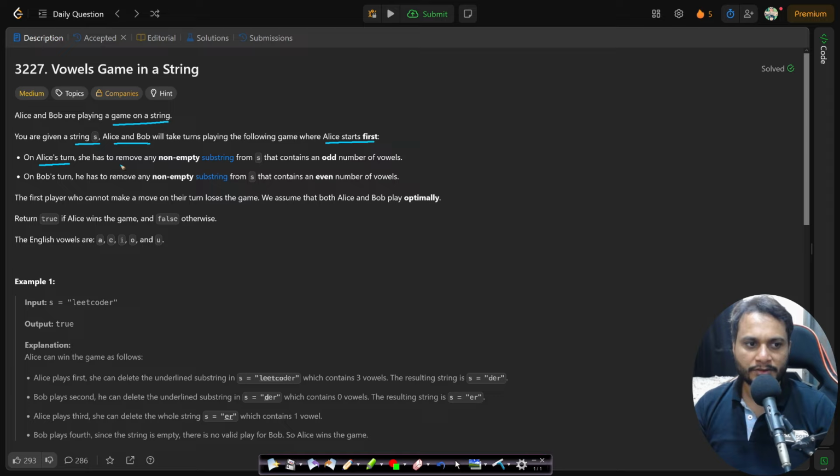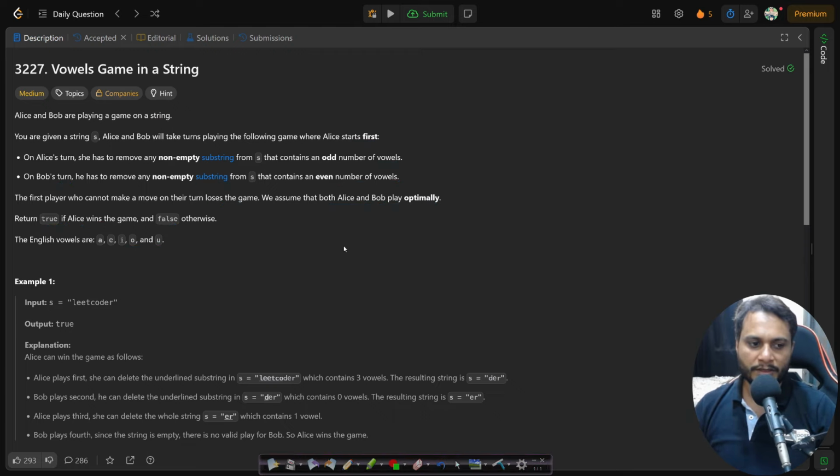On Alice's turn, she has to remove any non-empty substring from S that contains an odd number of vowels. On Bob's turn, he has to remove any non-empty substring from S that contains an even number of vowels. The first player who cannot make a move on their turn loses the game. We assume that both Alice and Bob play optimally. Return true if Alice wins, otherwise return false, and the English vowels are A, E, I, O, U.